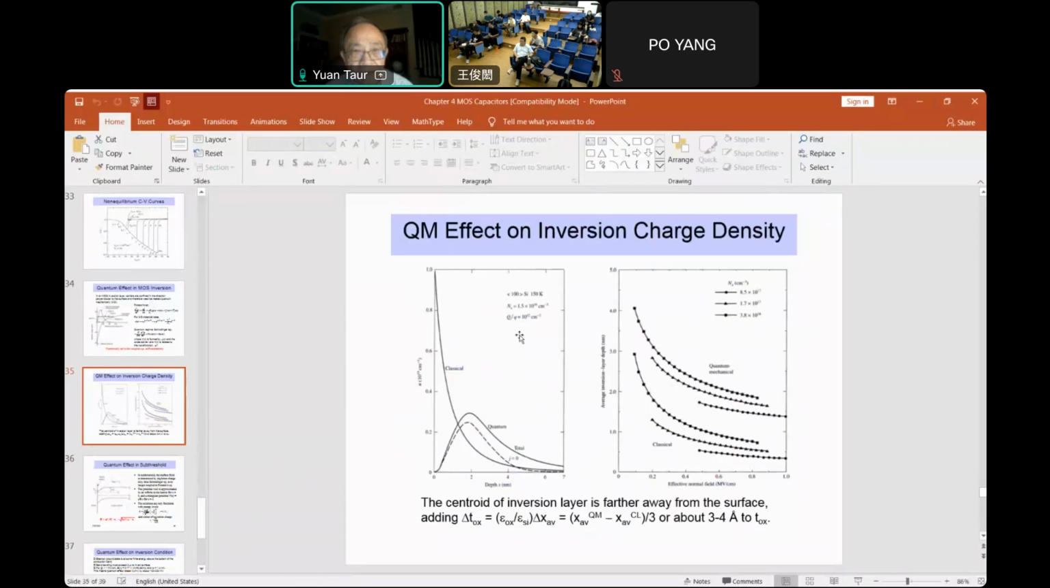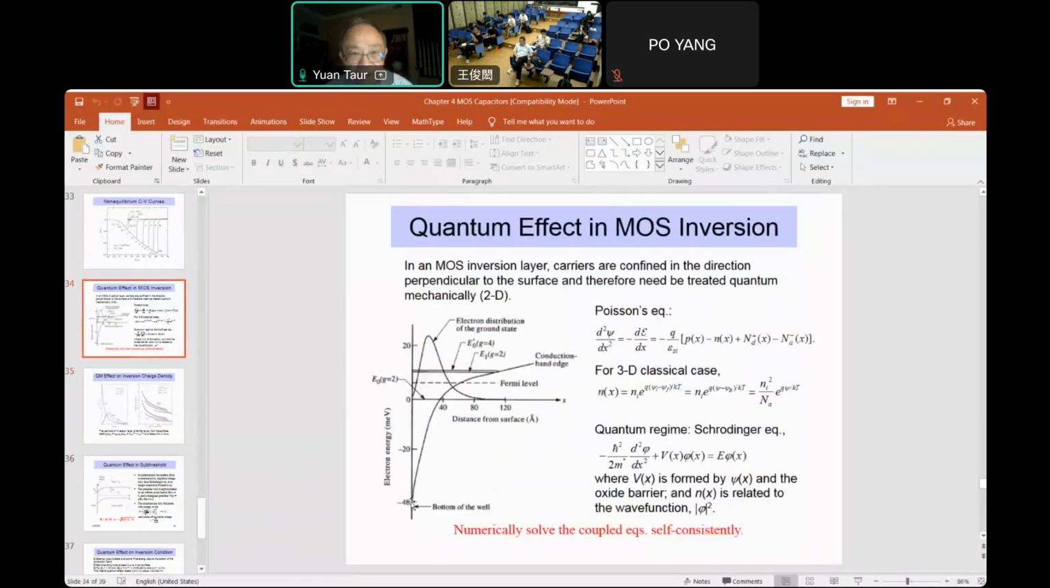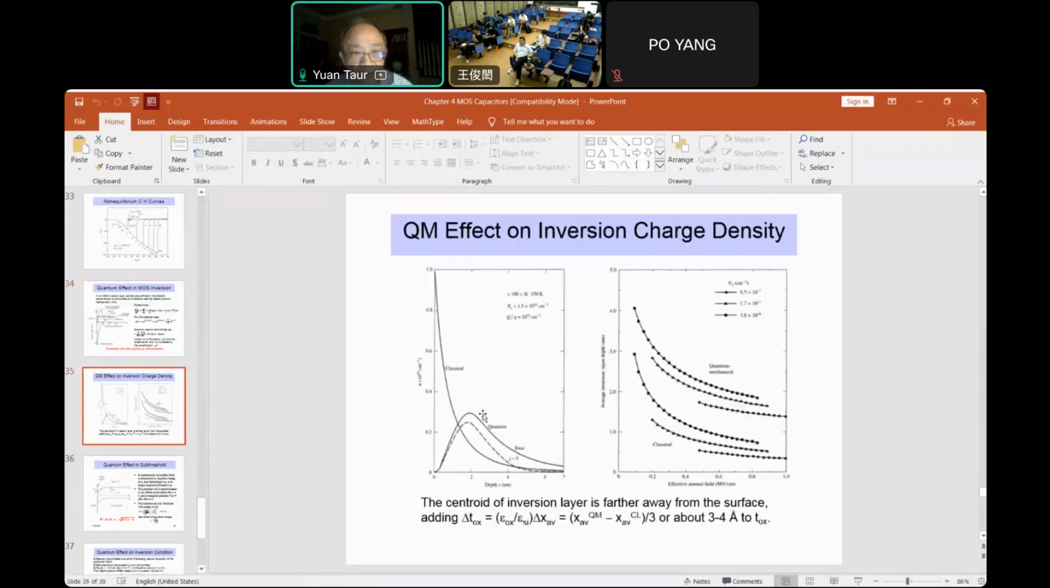But actually, once you consider quantum effect, which of course you must because that's physics, whether you like it or not, quantum effect is there. And so the inversion charge profile actually looks like this instead of going up, because for the Schrödinger equation, the wave function must be continuous at the boundary. So at this boundary, the wave function must go to 0 or approximately 0, except for tunneling, which we will discuss later.